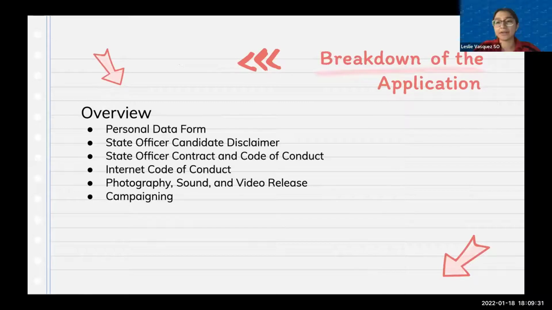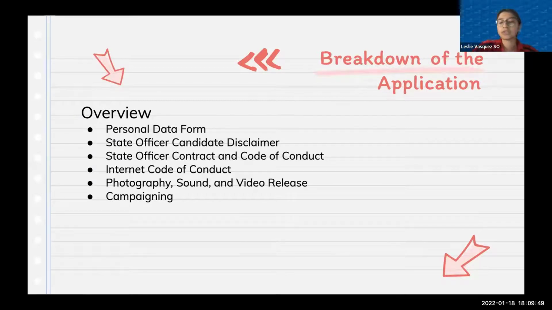So now, breaking down of the application, when you actually download it, you will be able to see all of these documents, and they consist of the personal data form, the state officer candidate disclaimer, the state officer contract and code of conduct, the internet code of conduct, photography, sound, and video release.